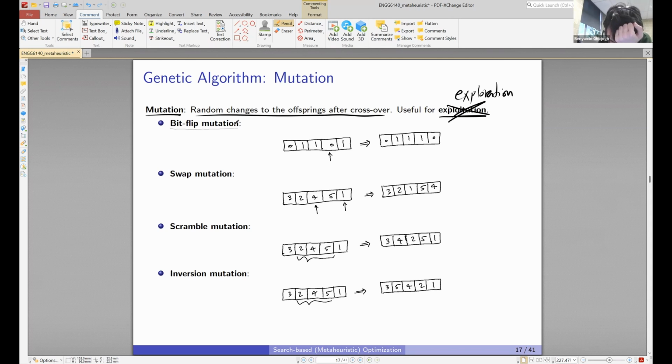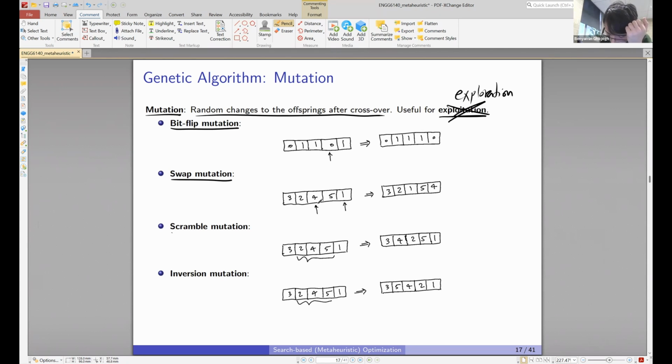One of them is bit flip mutation. One of them is swap mutation. So what is bit flip mutation? It means that assume you have binary chromosomes, then you can randomly select some of the bits and then flip them, from 0 to 1 or from 1 to 0.